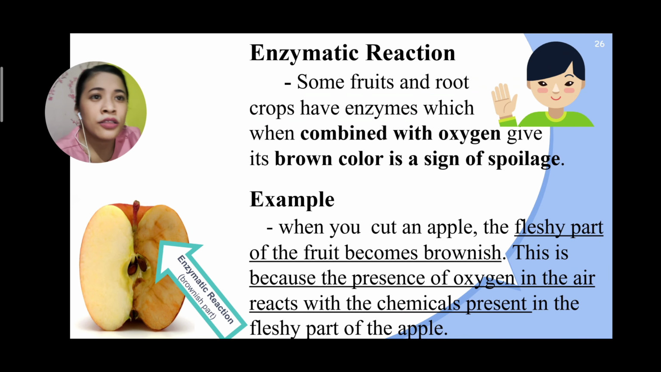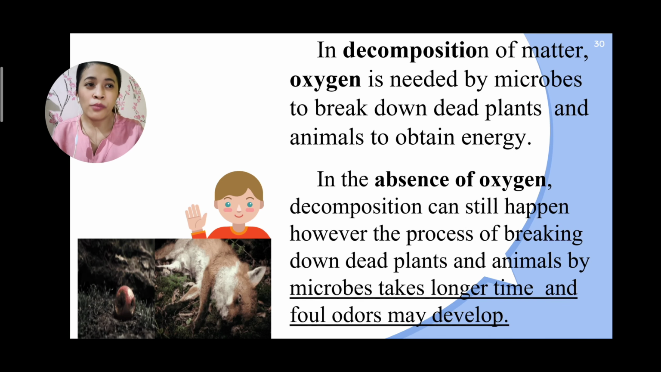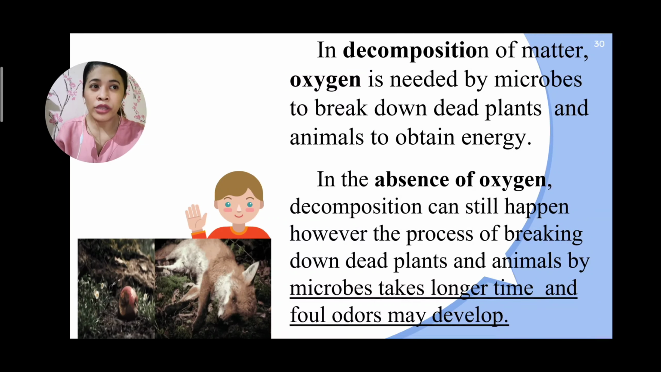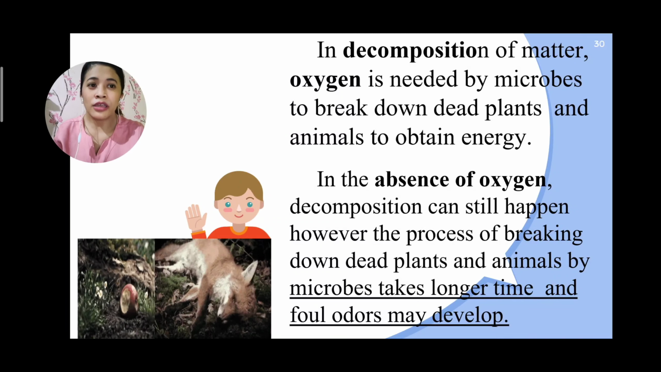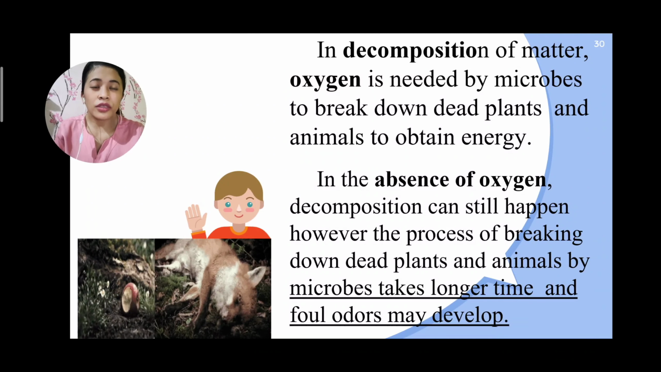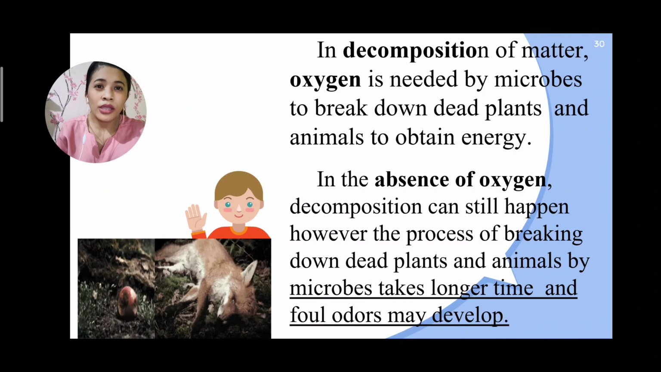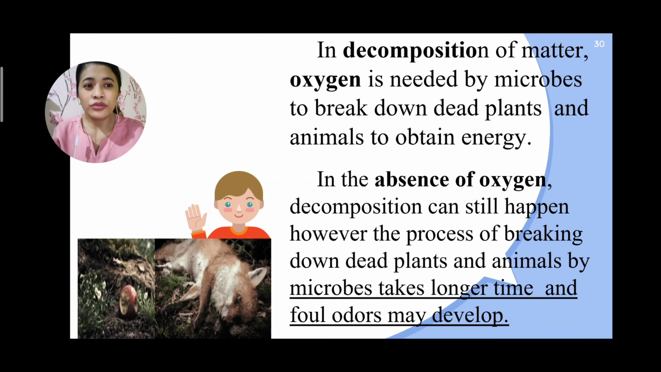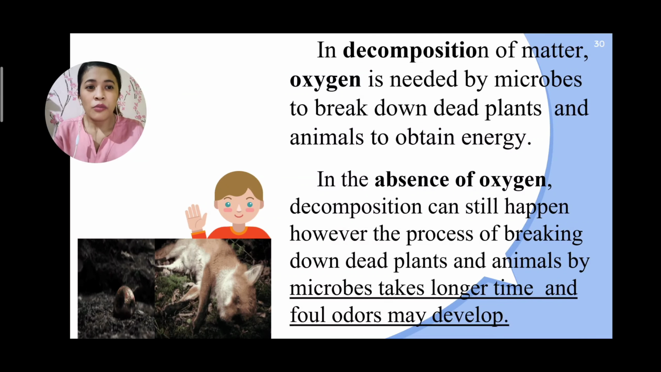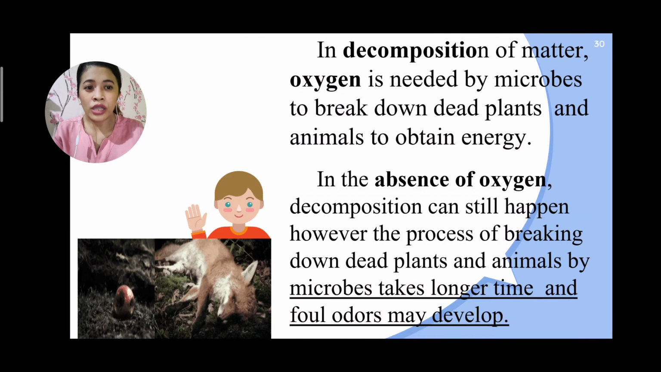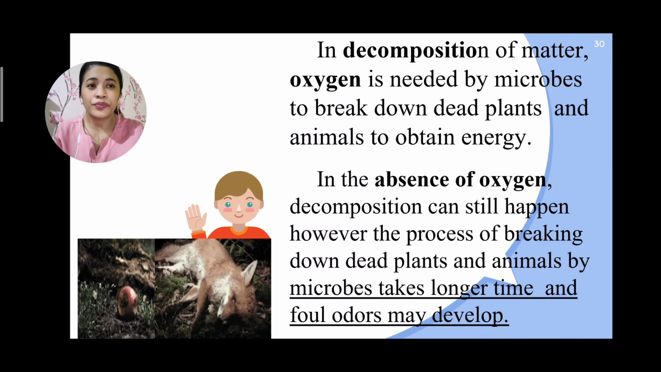Next is enzymatic reaction. Some fruits and root crops have enzymes which, when combined with oxygen, give them a brown color, which is a sign of spoilage. In the decomposition of matter, oxygen is needed by microbes to break down dead plants and animals to obtain energy. In the absence of oxygen, decomposition can still happen. However, the process of breaking down dead plants and animals by microbes takes a longer time and a foul odor may develop.